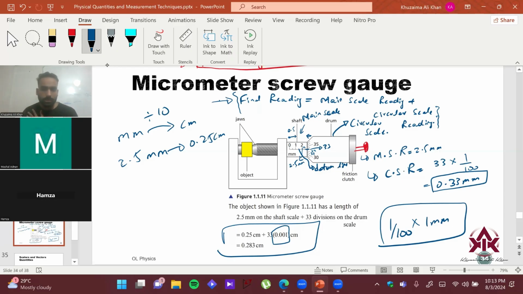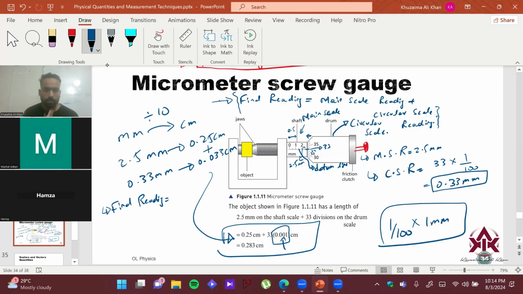That is why they added an extra zero here for centimeters. Do you understand? So if you have 0.33 millimeter and you further divide by 10, you get 0.033 centimeter. If we add these two things together, we'll get the same answer over here, 0.283. Right now I'm calculating the answer in millimeter, so don't be confused about that. So let's get the final reading. What is the final reading?